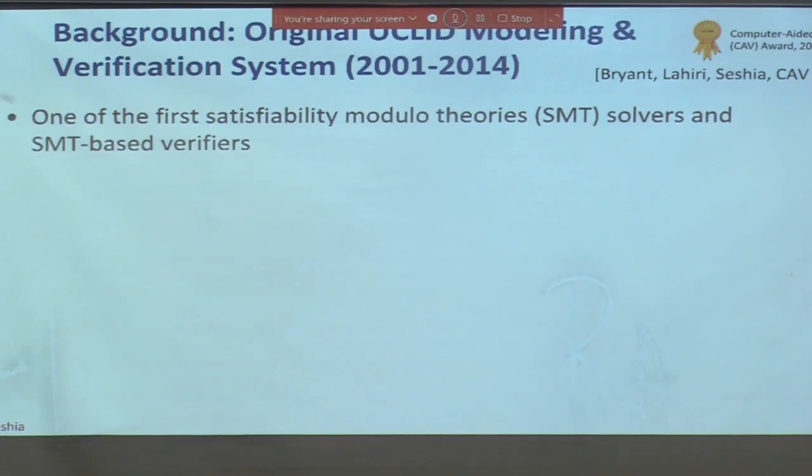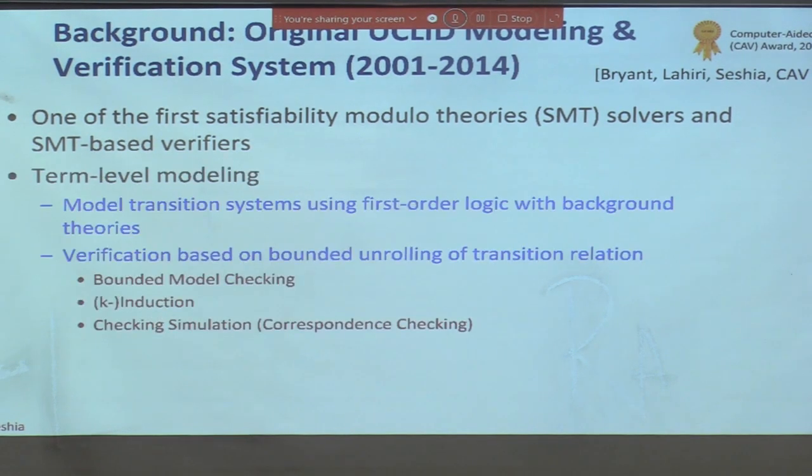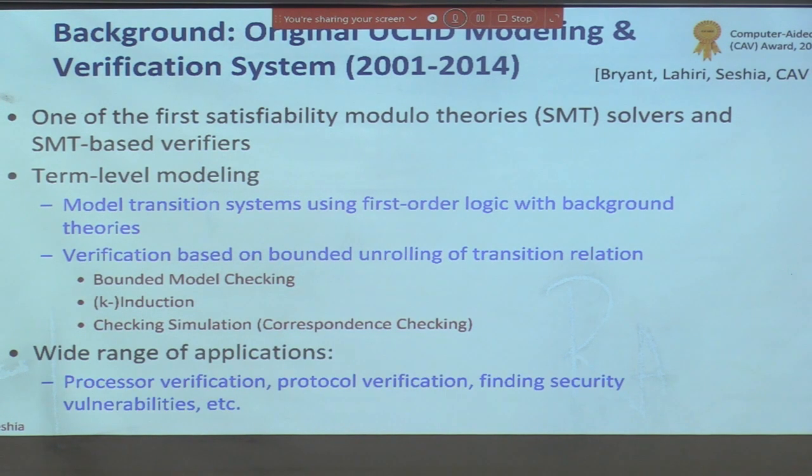Okay, so the genesis of UCLID5 actually goes back to a system that I created for my PhD along with Randy Bryant and other colleagues at CMU, called Euclid, which was one of the first satisfiability modulo theory solvers and verifiers. And so the idea in Euclid was that, as opposed to just modeling software and hardware at the detailed level in terms of bits or bit vectors, you raise the level of abstraction by using first order logic with suitable background theories. Okay, and then we showed many applications both in hardware verification and software verification and protocol verification.